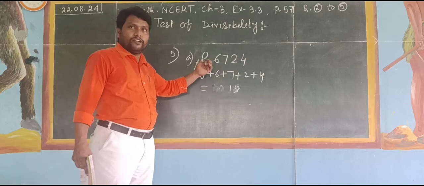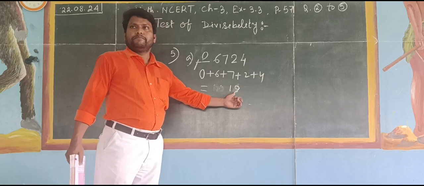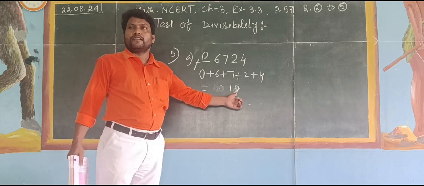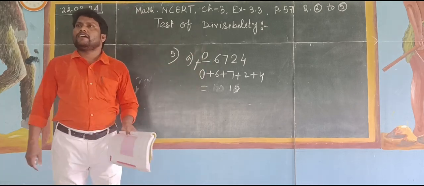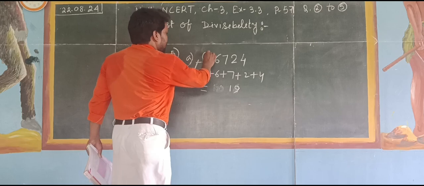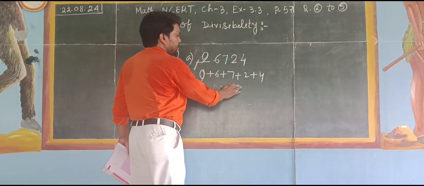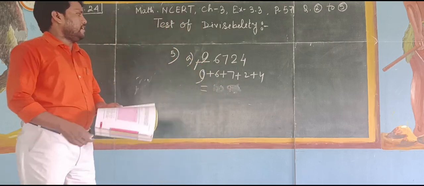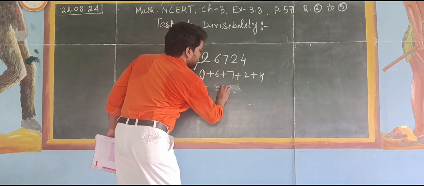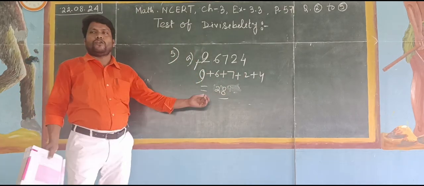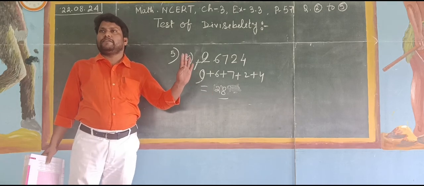I have taken 0 as the smallest, so the result gives 19. That is also not divisible by 3. So the number is not divisible by 3. Now take the greatest digit, suppose 9. So find the sum: 9 plus 6 is 15, 15 plus 7 is 22, 22 plus 6 is 28. That is also not divisible by 3. So the number will not be divisible by 3.